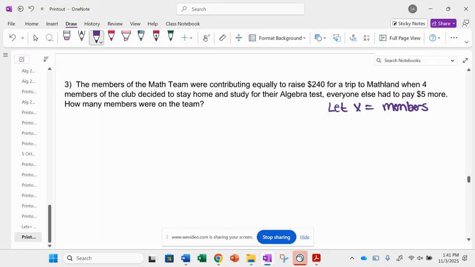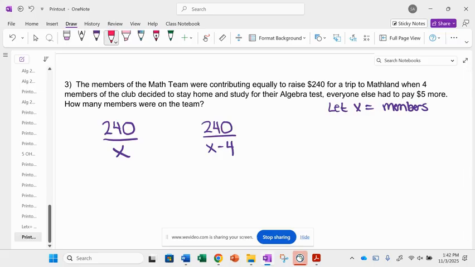All right, so initially the trip cost $240 and they were going to divide it by the total amount of members. So do we agree to do that? We're going to do 240 divided by X, the total amount of members on the team. But then something happened. Then 4 members decided to back out. So we are now taking that 240 and dividing it not by X anymore, but X minus 4, because we're losing 4 members.